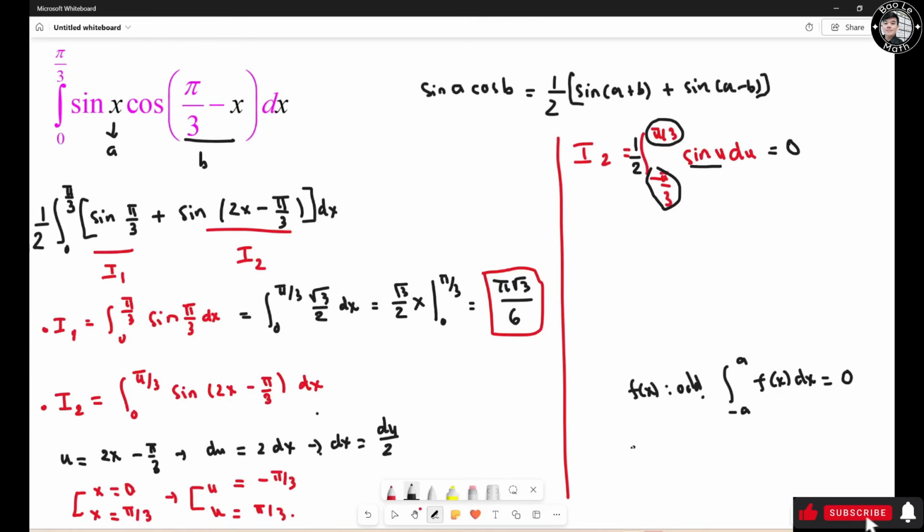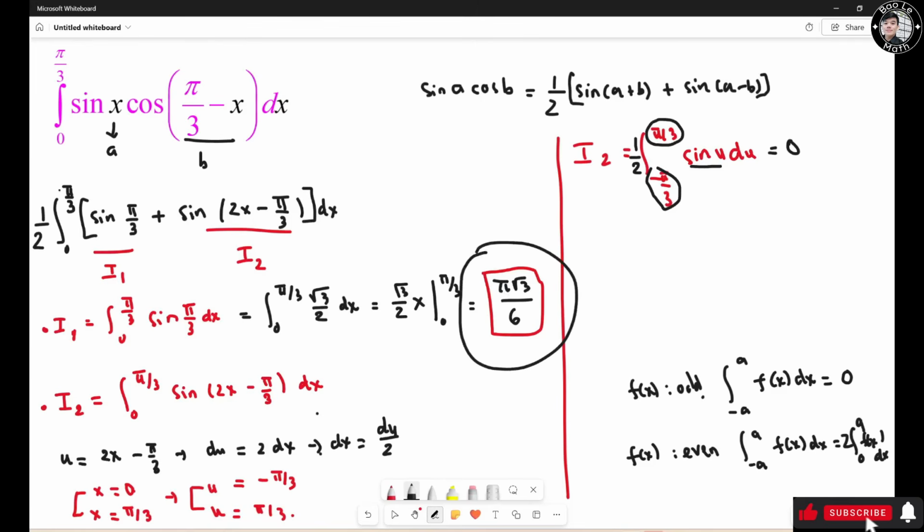By the way, if f of s is even, then the integral from negative a to a of f of s ds equals 2 times the integral from 0 to a of f of s ds. So keep that in mind. Because I2 equals 0, we only have I1 left. Now I1 is this one, and don't forget 1/2 right here.